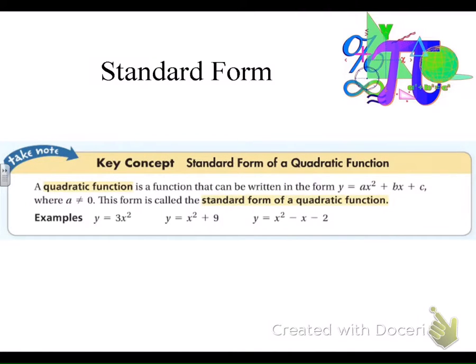Okay, so the key concept here for you to take note of is that a quadratic function is a function that can be written in the form of y equals ax squared plus bx plus c, and this form is called standard form of the quadratic function. So here's several different equations. y equals 3x squared, y equals x squared plus 9, y equals x squared minus x minus 2. Notice that none of those look alike, but those are all quadratic functions because the highest exponent on any of the variables is a 2.